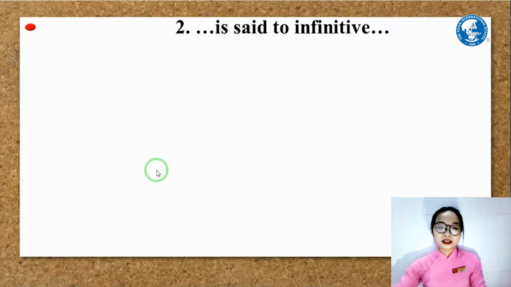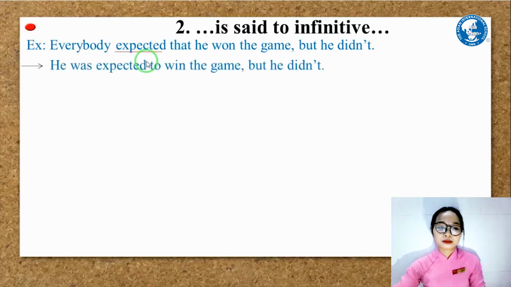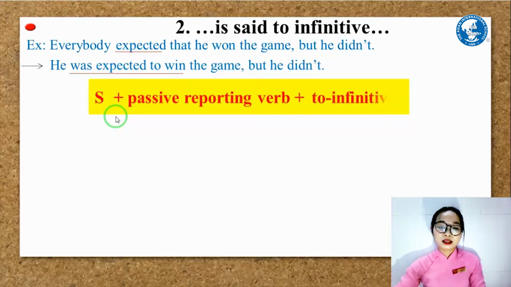The second pattern is subject with to infinitive. For example, everybody expected that he won the game, but he didn't. So the reporting verb is expect. And when we change into passive, he was expected to win the game, but he didn't. So we have a structure. Subject goes with passive reporting verb and to infinitive.